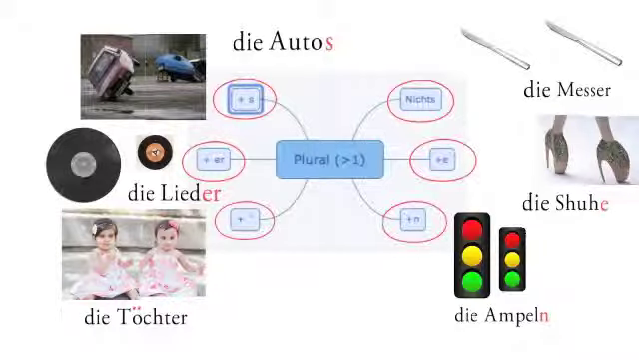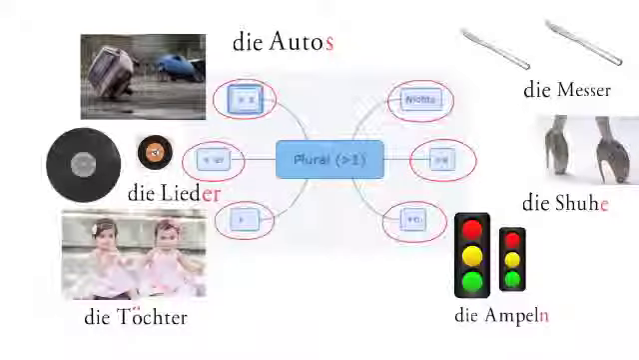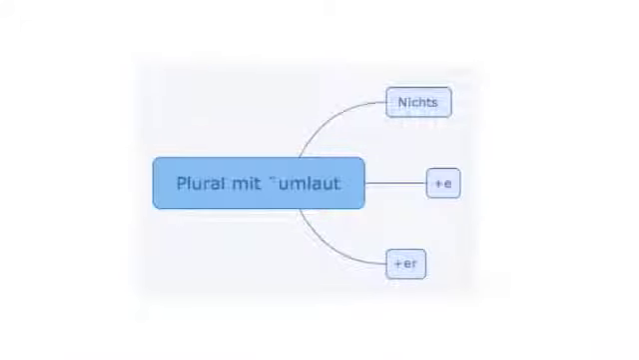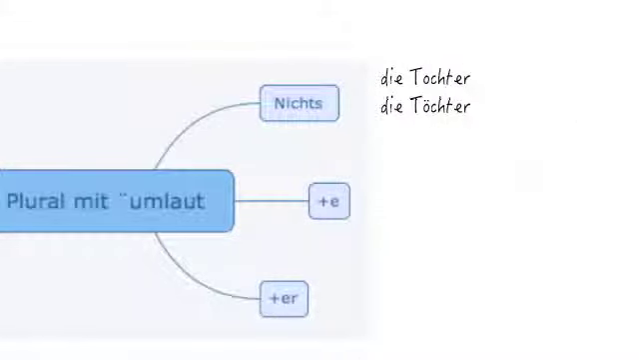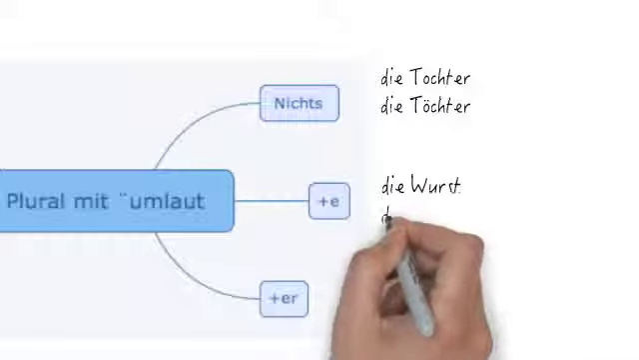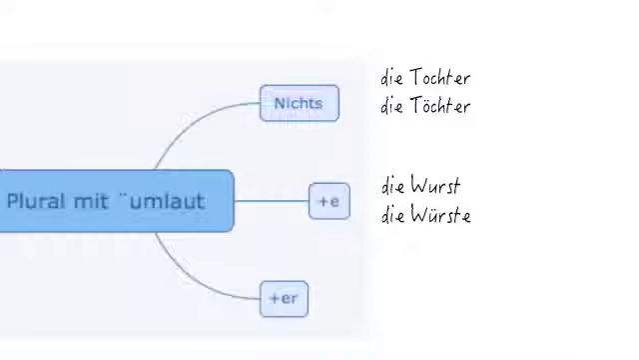Before we move on, a little more info on plurals with an umlaut. We've already seen an example where the plural is the same word with an umlaut added. Die Tochter, die Töchter. Now an example adding E and an umlaut, the sausage, die Wurst, and the sausages, die Würste. And an example with ER and an umlaut, the man and the men, der Mann, die Männer.